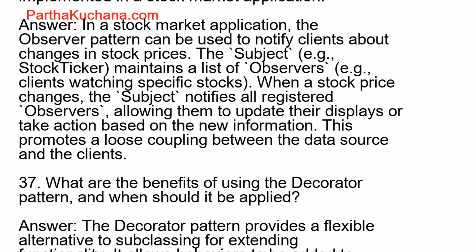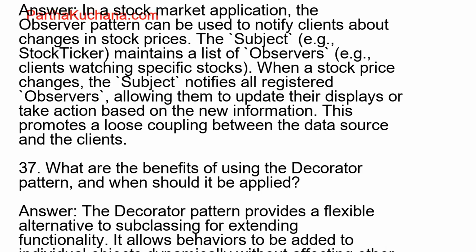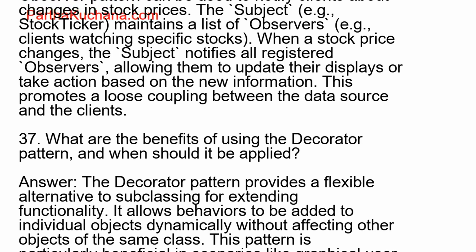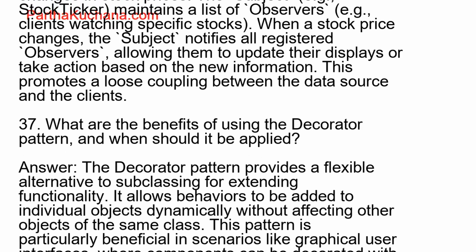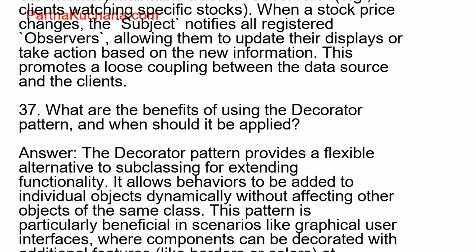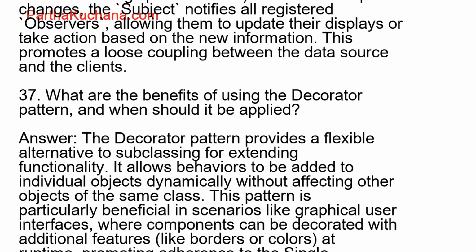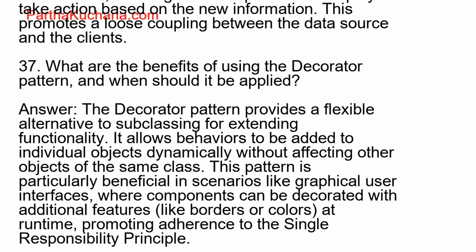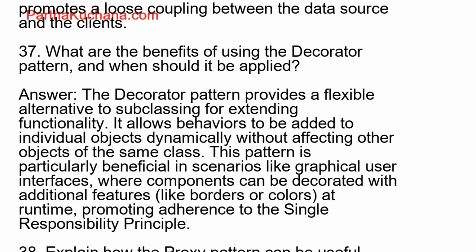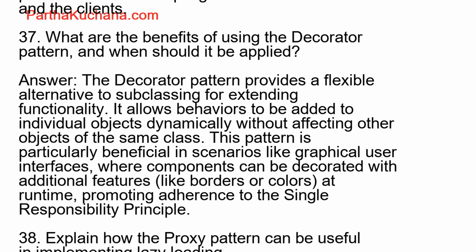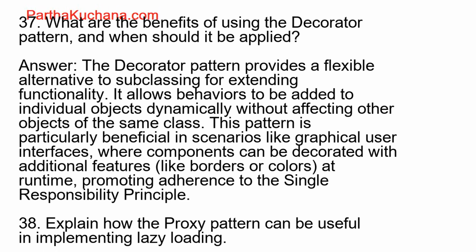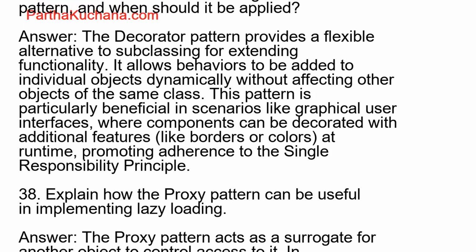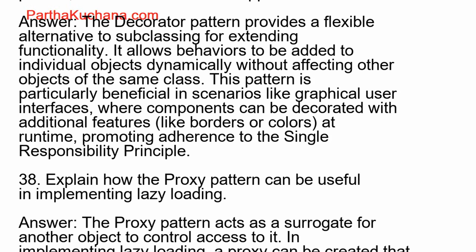39. How would you apply the builder pattern to construct a complex object, like a meal? Answer. The builder pattern is useful for constructing complex objects step by step. In the context of a meal, a meal builder class could be designed with methods for adding components such as appetizers, main courses, and drinks. Each method returns the builder itself, allowing for a fluent interface. Once all components are added, the builder can provide a build method that returns the final meal object, encapsulating the construction logic and promoting code readability.